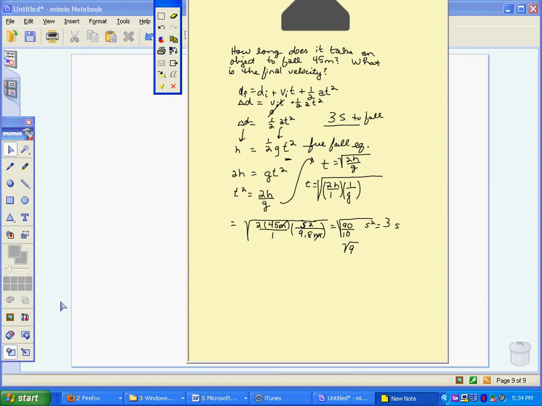Now the second part is finding out the final velocity. If we just go to our regular velocity, it is our change in distance divided by time. And this is going to give us an average velocity. Our change in distance was 45 meters. The total time was 3 seconds. So it took 3 seconds, but the average velocity was 15 meters per second.